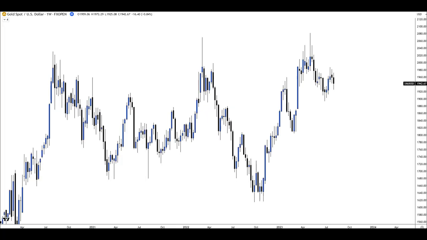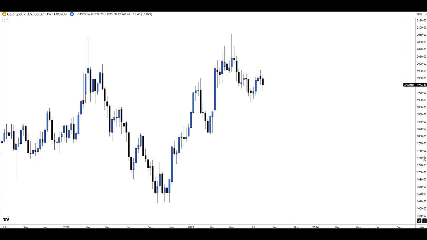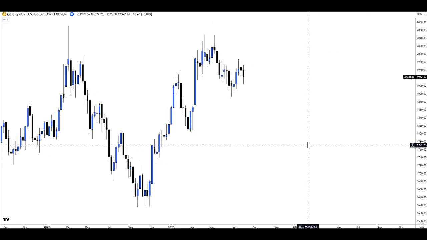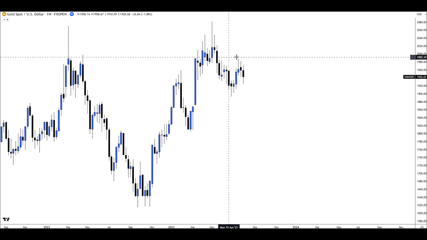On the screen now we have gold. So this is actually an example that I provided to the free group, so the link to that will be in the bio. I basically identified a few areas on gold that I may have been interested in, and then following that I used them.